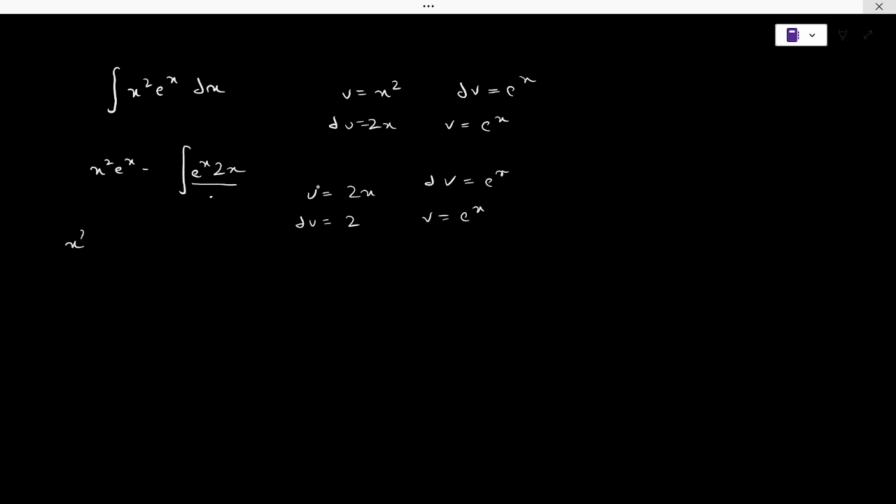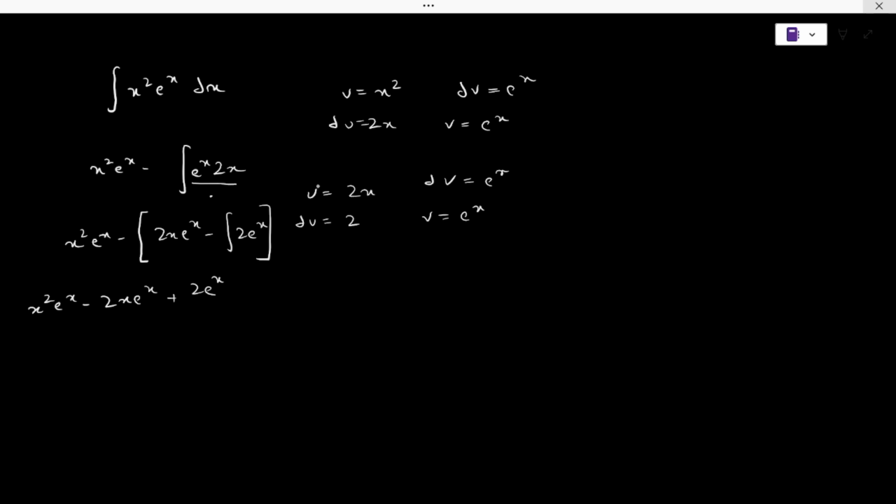Now we can rewrite this as x squared times e to the power x minus 2x times e to the power x minus the integral of du times v, which is 2e to the power x. We can rewrite this as x squared times e to the power x minus 2x times e to the power x, plus, since the sign changed, 2 times e to the power x plus c.